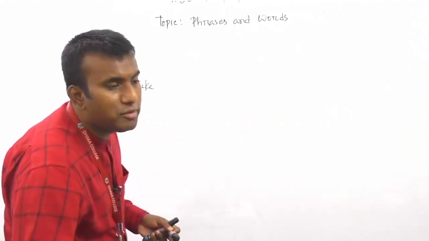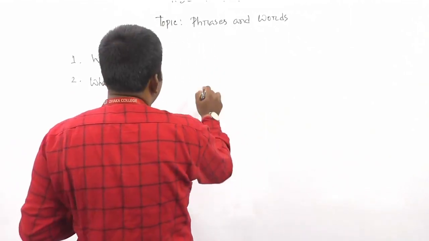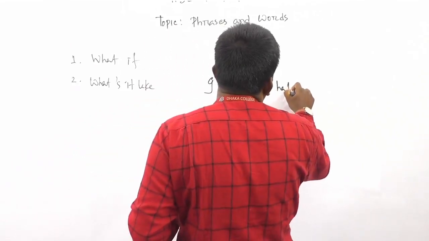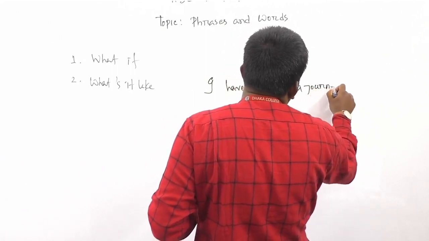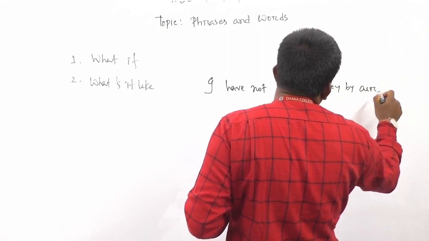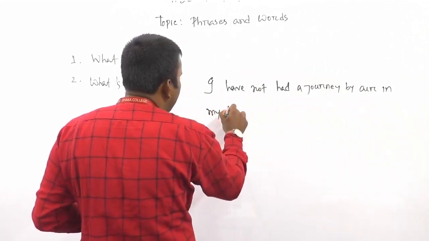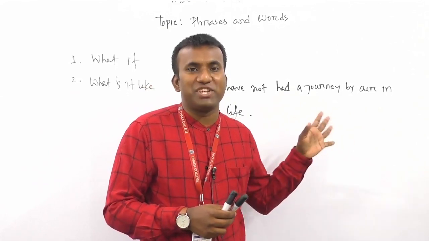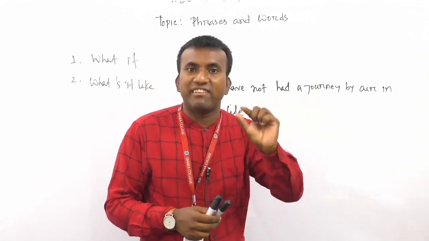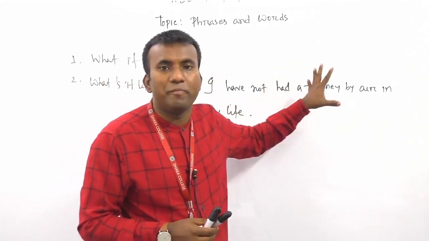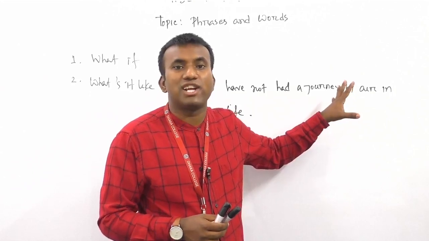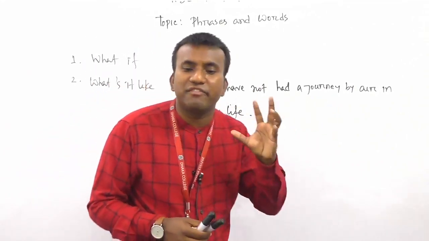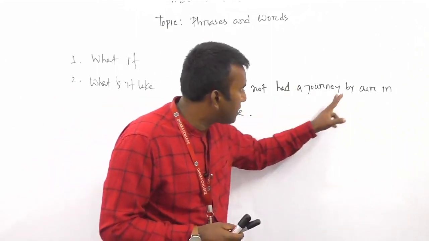I'm extremely sorry. I'm going to give you an example. I have not had a journey by air in my life. The students, you might have additional information besides the sentence which carries the blanks. This additional information will help you to look for the best answer within a short time. I have not had a journey by air in my life. This is a piece of information, you can say.